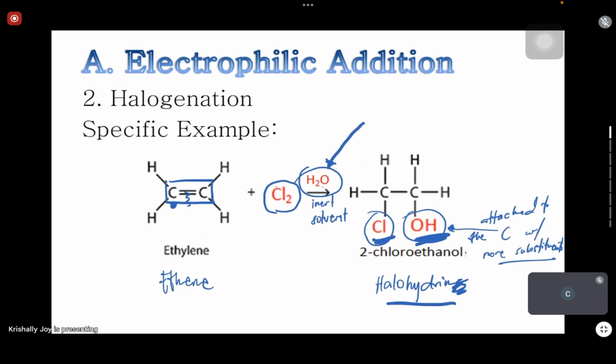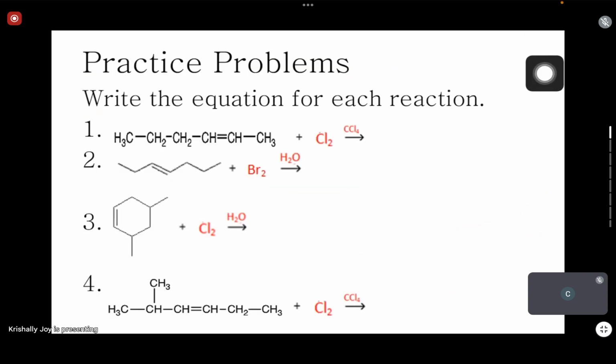For halohydrin, only one halogen is added, then the other is OH. But the attachment of OH and chloro here, we will discuss in the next type of reaction, where the OH goes and where the chloro goes. So for now, just know that the OH attaches to the carbon with more substituents. Okay, let's have this example.